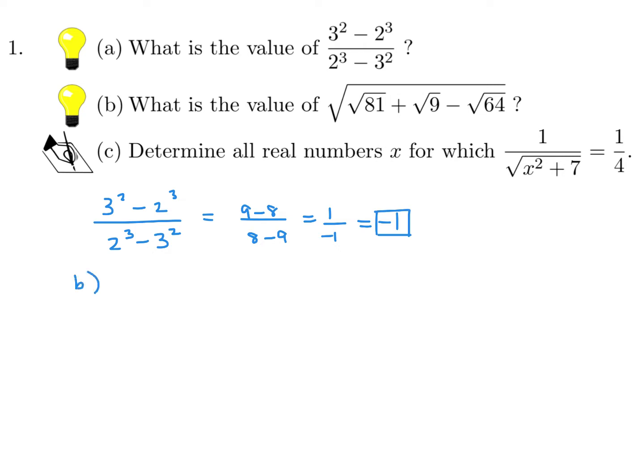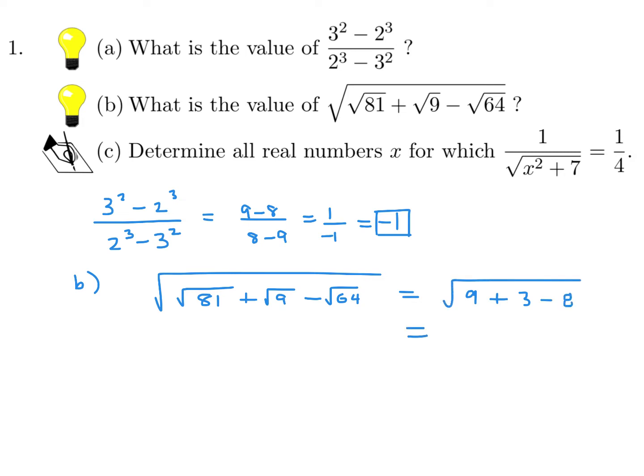Part B. What is the value of this expression? So we've got the square root of 81 plus square root of 9 plus minus the square root of 64, all under the square root sign. So square root of 81 is 9, square root of 9 is 3, and the square root of 64 is 8. And then we've got to put that all under the square root. So 9 plus 3 is 12, minus 8 is 4, and the square root of 4 is 2.